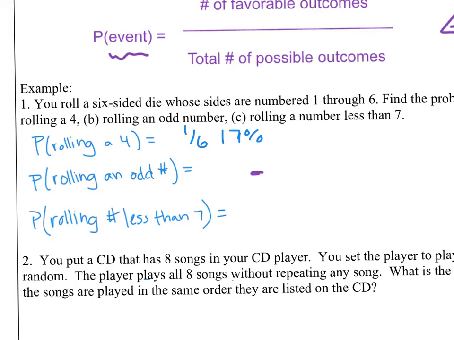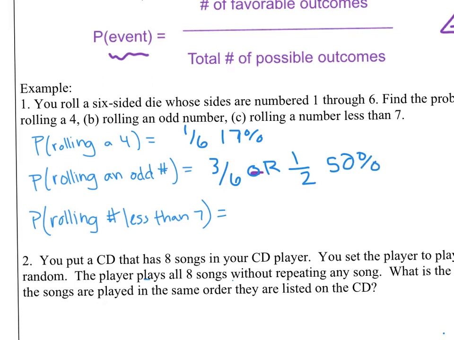So what about rolling an odd number? Well, you have numbers 1 through 6. 2, 4, and 6 are even. 1, 3, and 5 are odd. So probability of rolling an odd would be 3 out of 6, or 1/2, which is 50% chance.